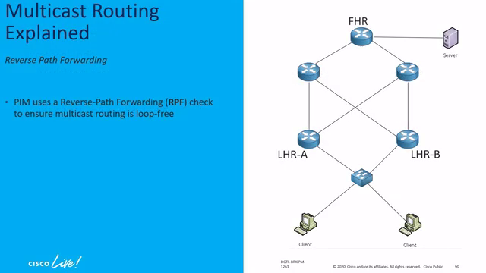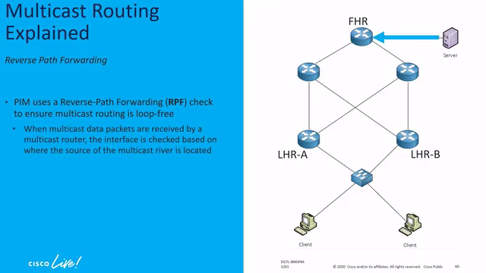Now let's talk about multicast routing, and let's talk about reverse path forwarding. Reverse path forwarding is how we make sure that we have a loop-free traffic delivery. Remember that PIM does not use its own best path algorithm. PIM is relying on the unicast table to tell us what is the best path, and we're going to use that best path decision to set up that multicast river.